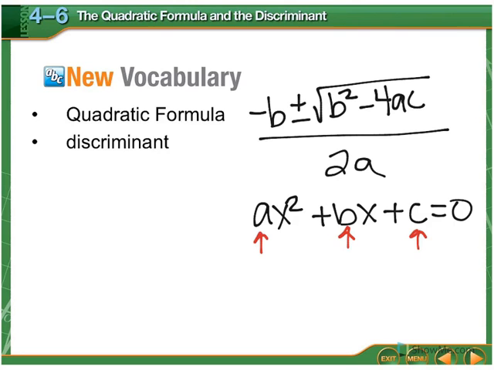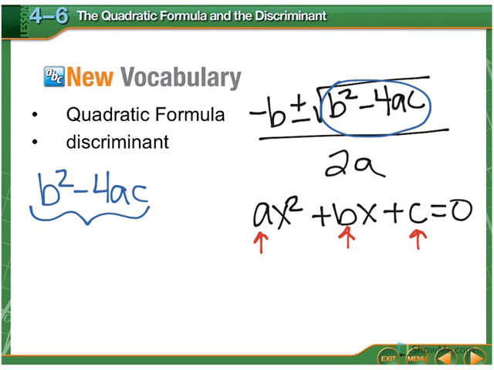The discriminant, which is represented by b squared minus 4ac. Towards the end of this video, you will actually learn if this is a positive, a negative, or if it's equal to 0, how many different roots your quadratic formula will have.